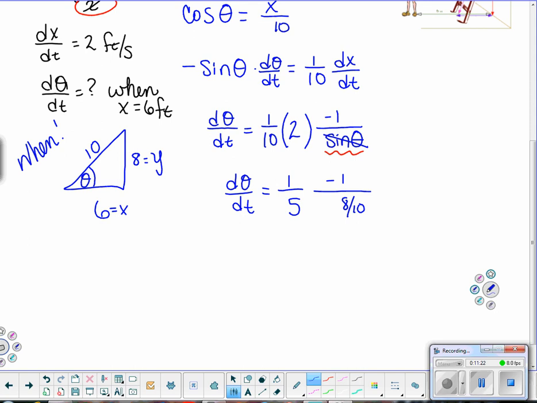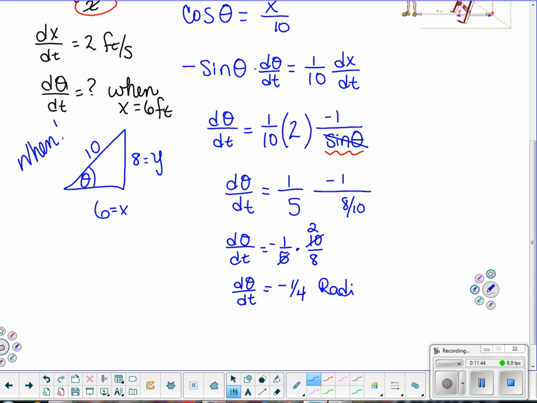Okay, so just a little bit of math here. d theta dt equals 1/10 divided by negative 8/10. We flip it over, 8/10. Don't lose the negative. And 5 goes into 10 two times. We get a negative 1/4 as our d theta dt. So the angle is changing at a rate of negative 1/4 radians per second.